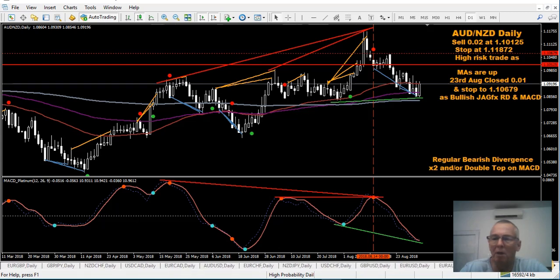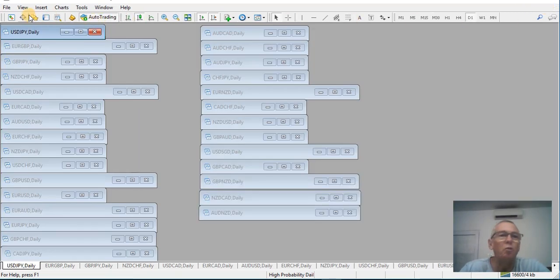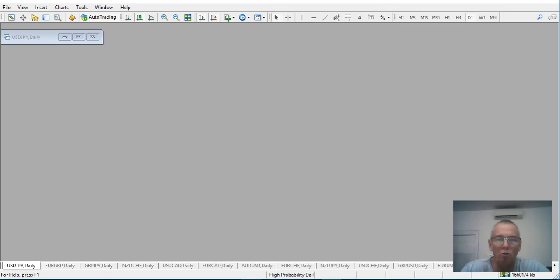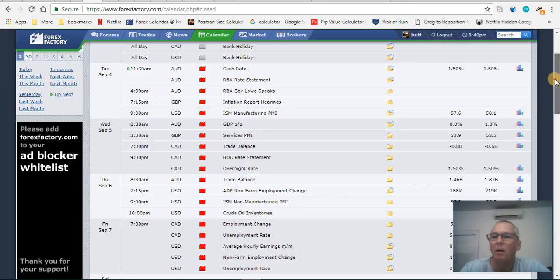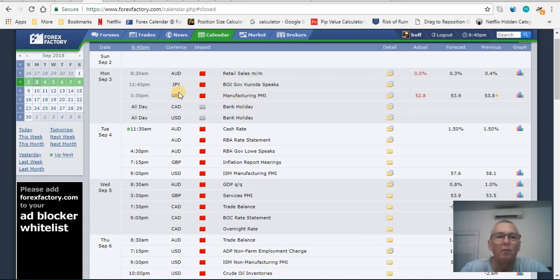There's not too many open at the moment, but the majority of them are going all right, but they could be better. So I'll just switch profiles to the Mod MACD in the meantime. While that's swapping over, we'll have a look at the news this week. Fairly quiet start to the week. You can see this is Monday here, this is already passed.